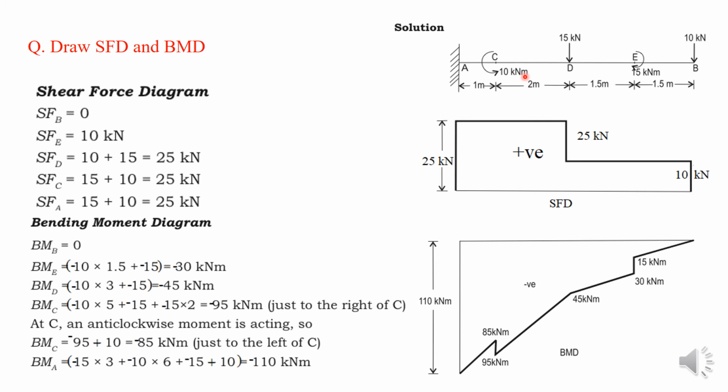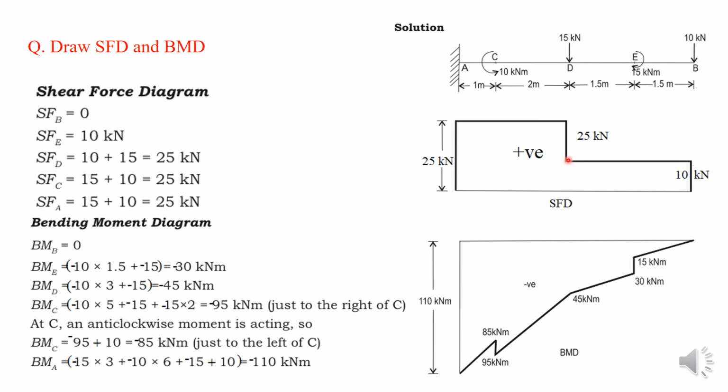So you don't need to consider this couple while drawing the shear force diagram, just consider it only while drawing the bending moment diagram. Okay, so I'm going to draw the shear force diagram. At B you can see a 10 kilonewton load, and from B to D there are no loads acting, so this 10 kilonewton will follow a horizontal line.